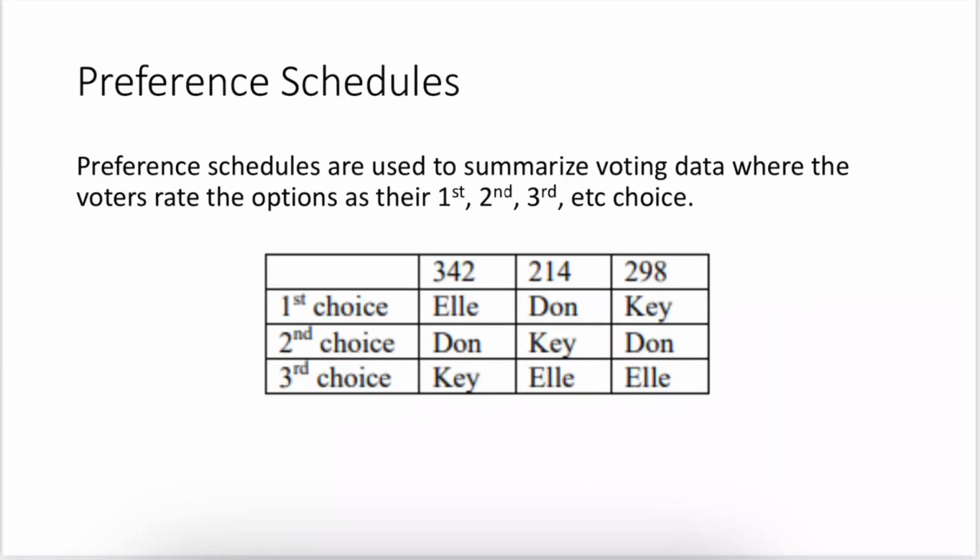Preference schedules are used to summarize the voting data where the voters are ranking the options as their first, second, third, etc. choice. This is an example of a preference schedule, and it's a vote between 3 different political candidates. What it's communicating is that there are 342 people who voted for L as their first choice, Don as their second choice, and Key as their third choice. The other columns represent the same thing, but with different choices. So these 214 people voted for Don first, then Key, then L.